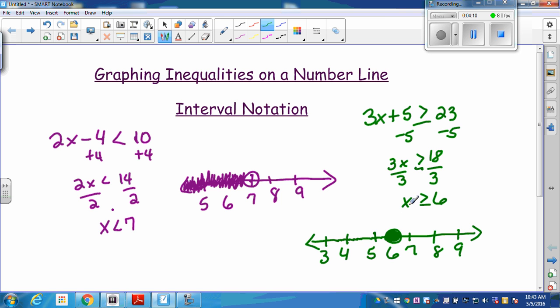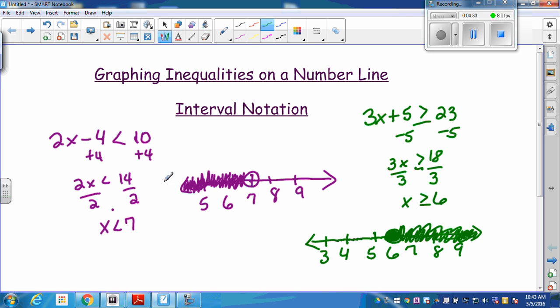Next, I'm going to shade to the right because x is greater than 6. So I have shade to the right to indicate that all of these values to the right of 6 along the number line are possible solutions to this inequality. Alright, so that's how you would graph that particular inequality solution set.